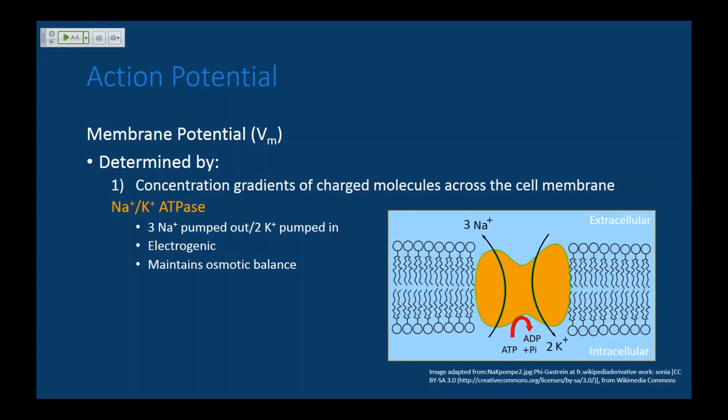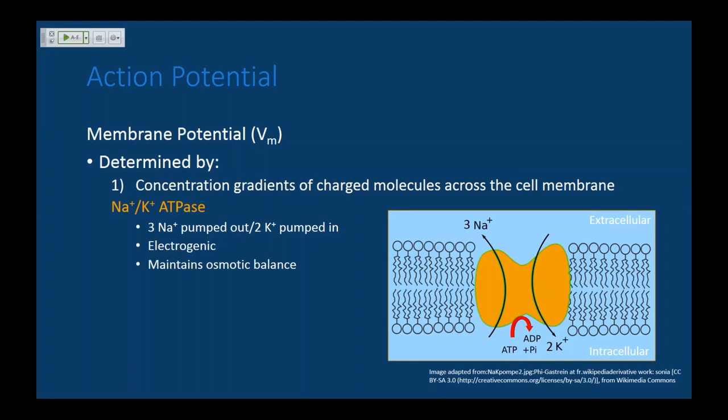Okay, so this is an ATPase, and because it uses ATP, it's very energy dependent, which means it's also very oxygen dependent, and it's very sensitive to a lack of oxygen, which is very important. A couple of other things to note, it's electrogenic, which means you're pumping three positive charges outside of the cell per two positive charges you're pumping inside the cell. And that actually helps to create the negative membrane potential, as I was just talking about.